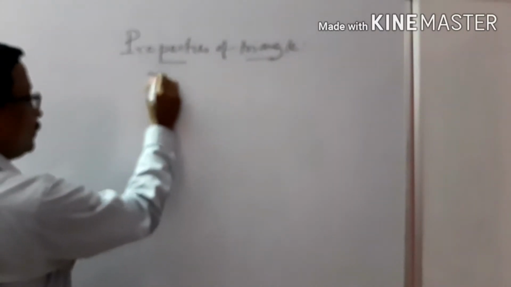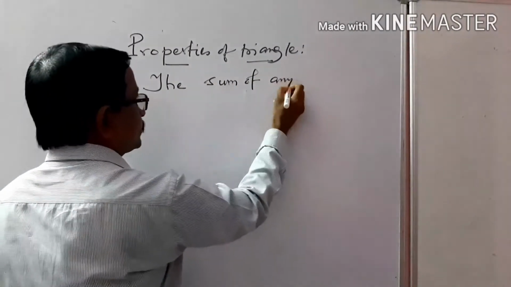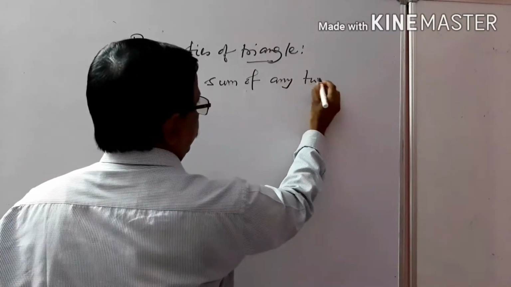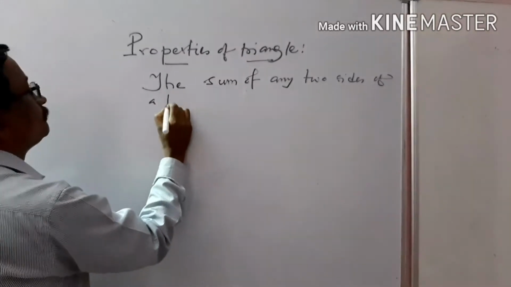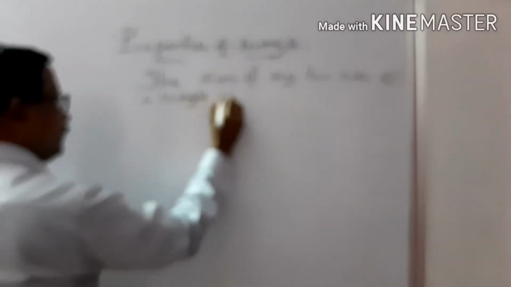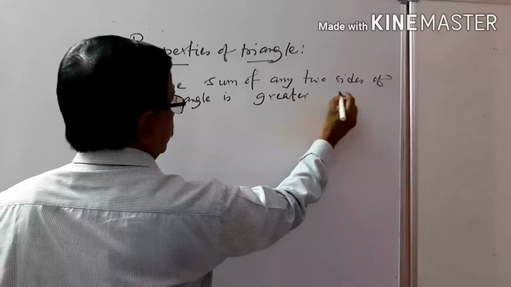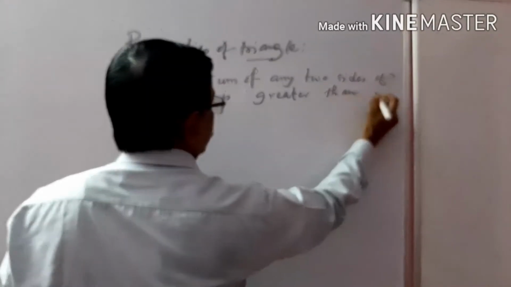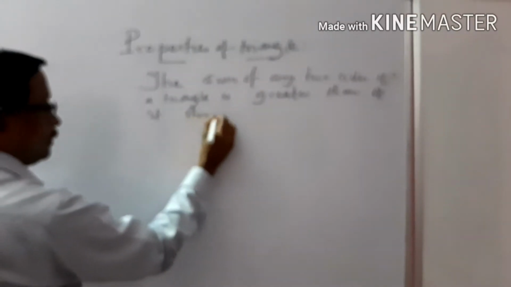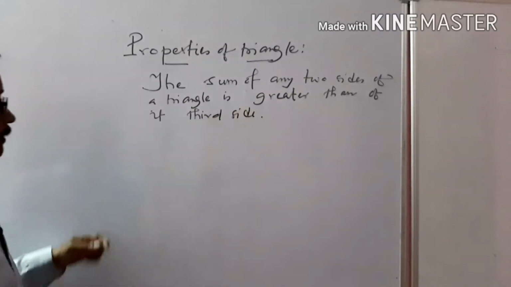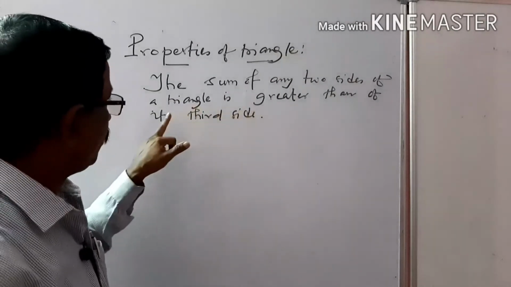I am writing there: the sum of any two sides of a triangle is greater than its third side. What is the concept of that property? The sum of any two sides of a triangle is greater than its third side.